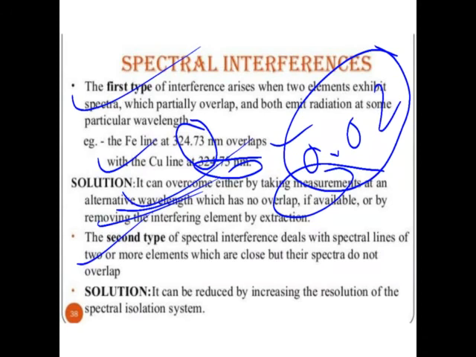Then the second type of spectral interference deals with the spectral lines of two or more elements which are close but their spectra do not overlap. Okay, so in the first one the spectra overlap, in the second one the spectra do not overlap, but they have nearly the same wavelength. Okay, so it can be reduced. How can you overcome this second type of spectral interference? It can be reduced by increasing the resolution of the spectral isolation system.